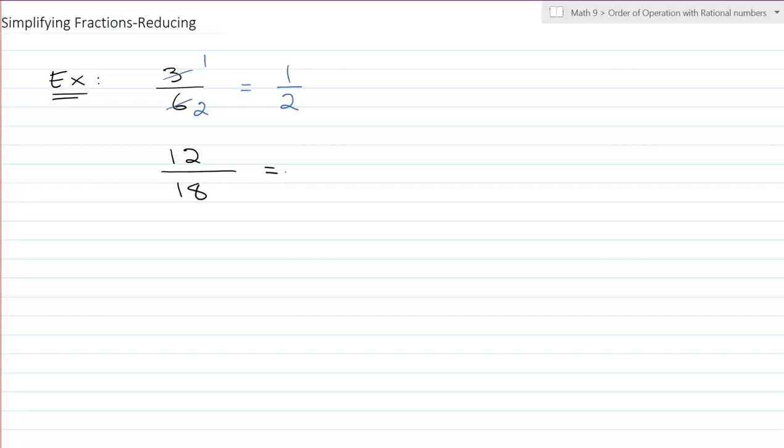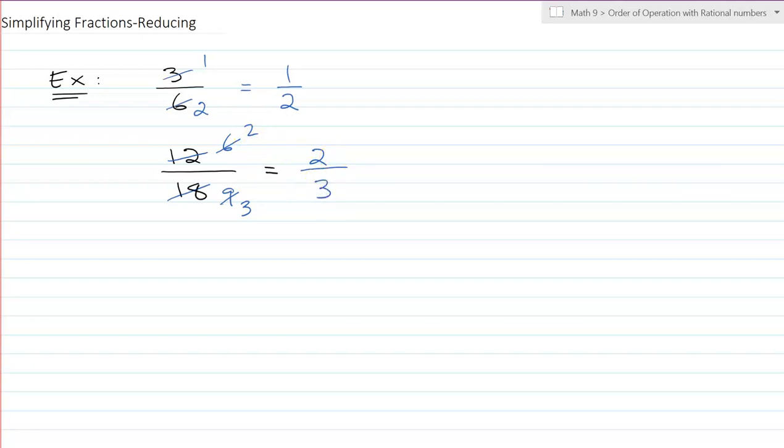So let's do 2 first. So 2 goes into 12 6 times, 2 goes into 18 9 times. All right, now are we done? No. What goes into 6 and 9 evenly? Well, 3 does. Okay, let's do that. So 3 goes into 6 twice, 3 goes into 9 3 times. Final answer, the top value, the numerator, is 2, the denominator is 3.